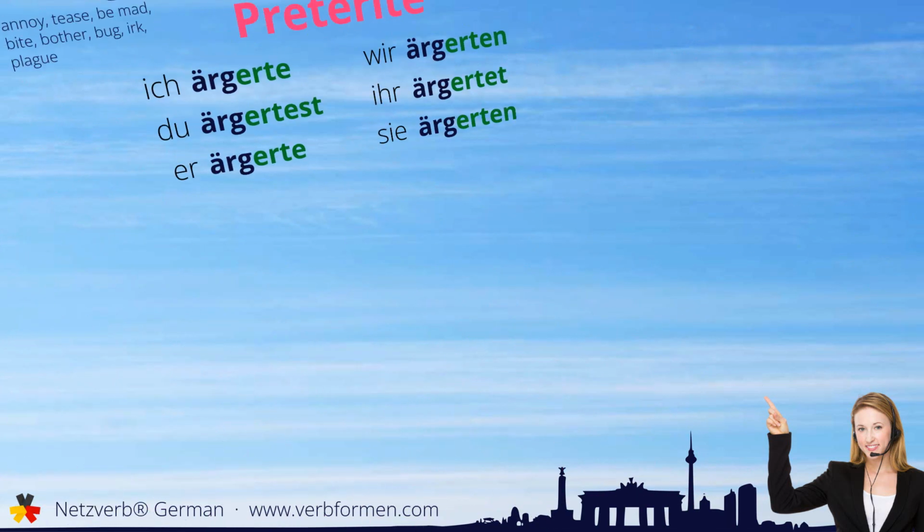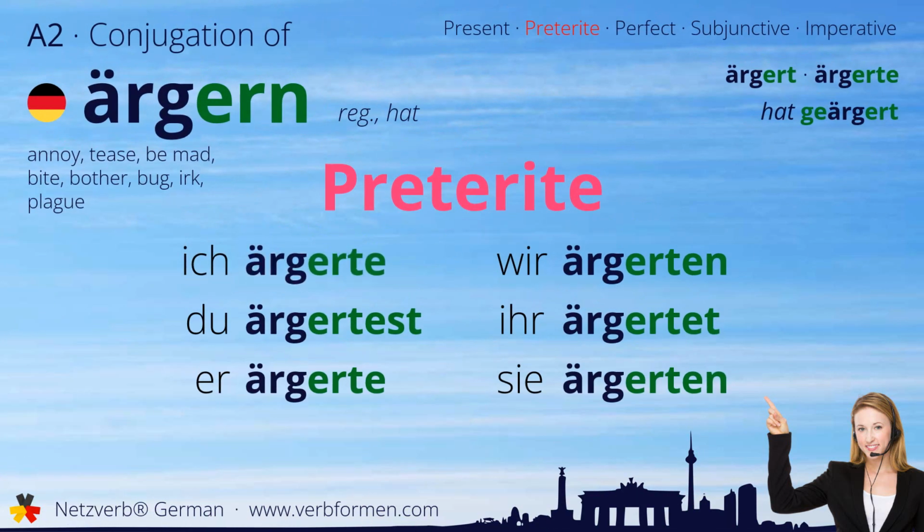Next up is the preterite. Ich ärgerte. Du ärgertest. Ärgerte. Wir ärgerten. Ihr ärgertet. Sie ärgerten.